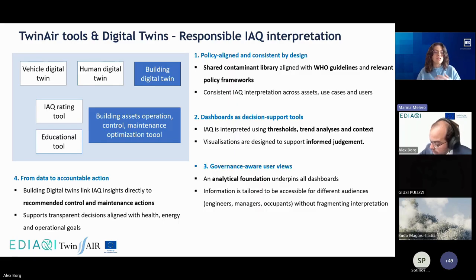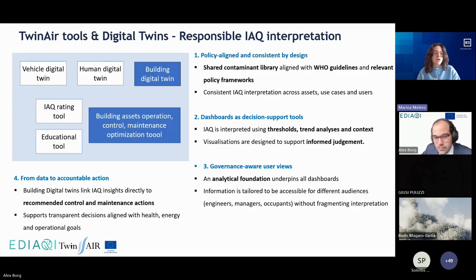Second, the dashboards are, as I mentioned before, and that's the main message I want you to leave with, dashboards are a decision support tool. So we deliberately avoid simple pass-fail views. Instead, indoor air quality is interpreted through thresholds, trends, and context. And this way we support informed judgment.